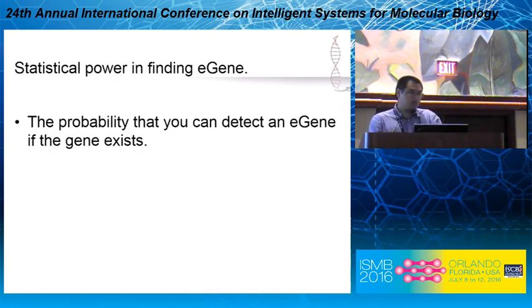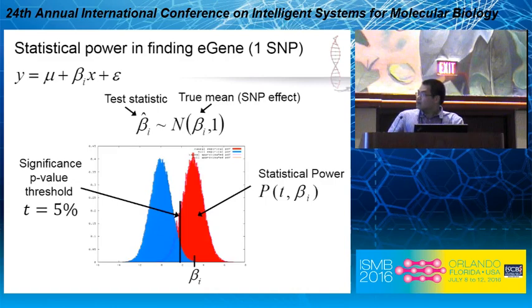Okay, so now I will switch gears and discuss statistical power in finding eGenes. Statistical power is just the probability that you can detect an eGene if the gene is actually an eGene. So here's a very simple illustration of statistical power.